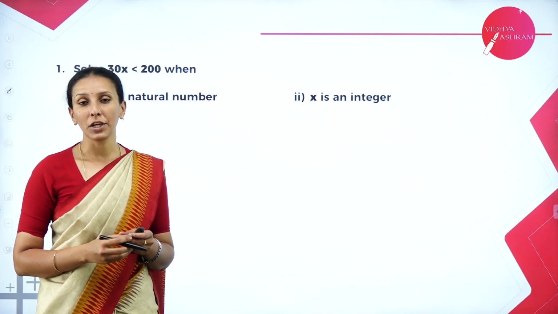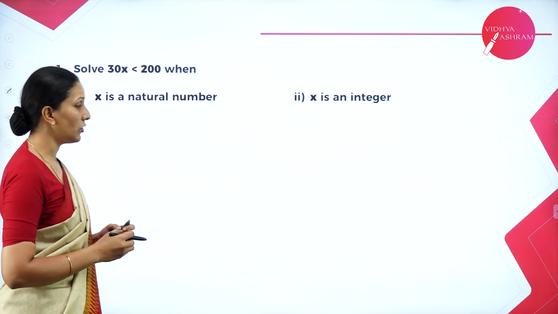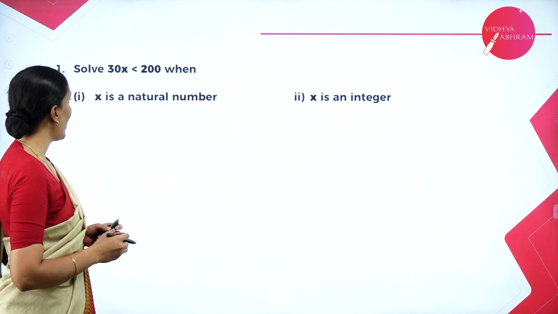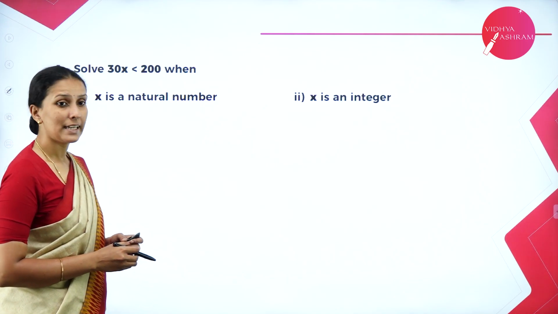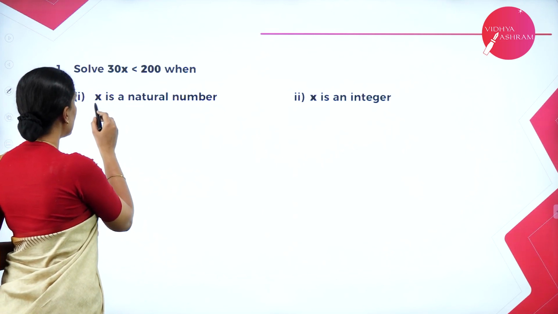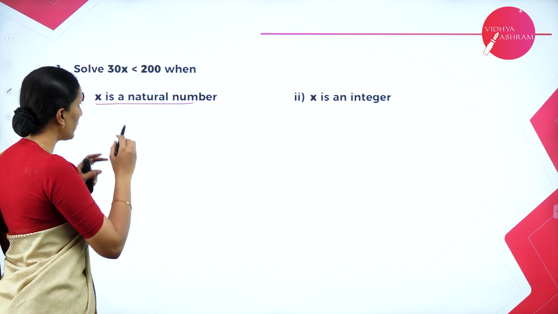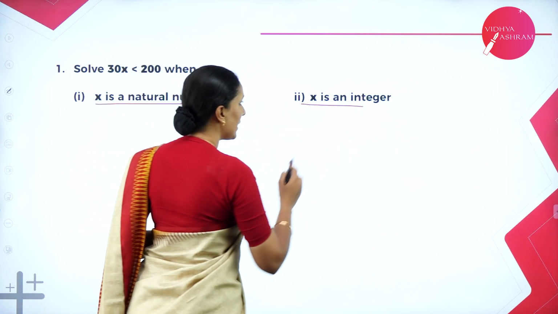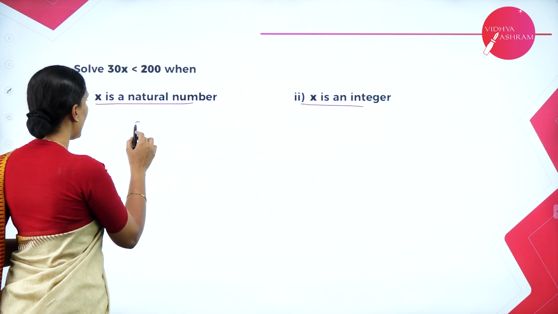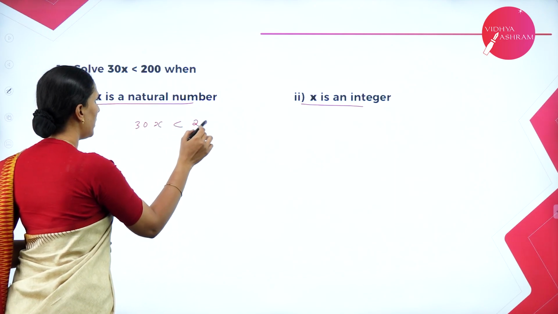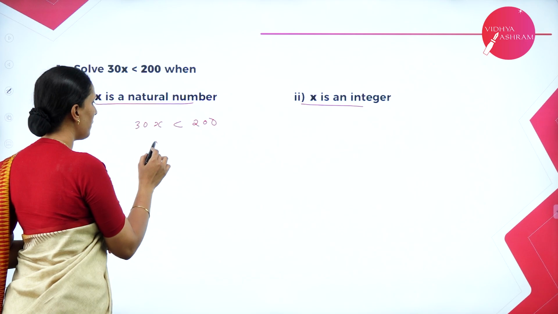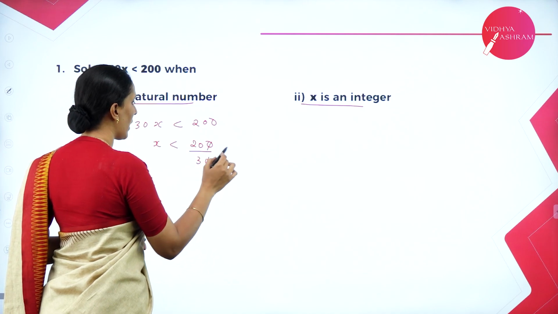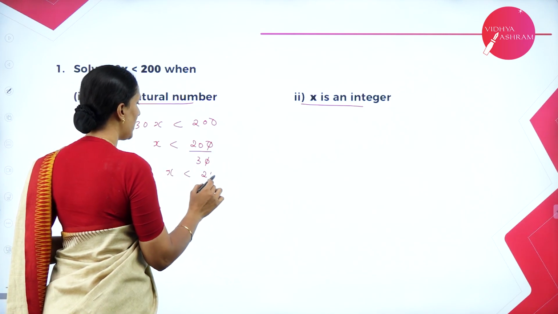Now let us find the solution of an inequation under the given conditions. The very first question we have: solve 30x less than 200 when x is a natural number and when x is an integer. So the very first condition is x is a natural number, which means we need to take the solution only under natural numbers. The next thing is x is an integer. So 30x less than 200, we'll divide by 30 on both sides. Then we will get x less than 200 by 30. So the 0, 0 cancels. So x less than 20 by 3.